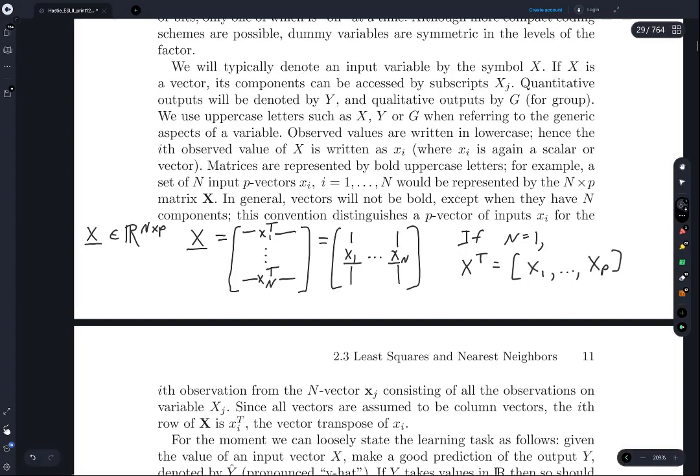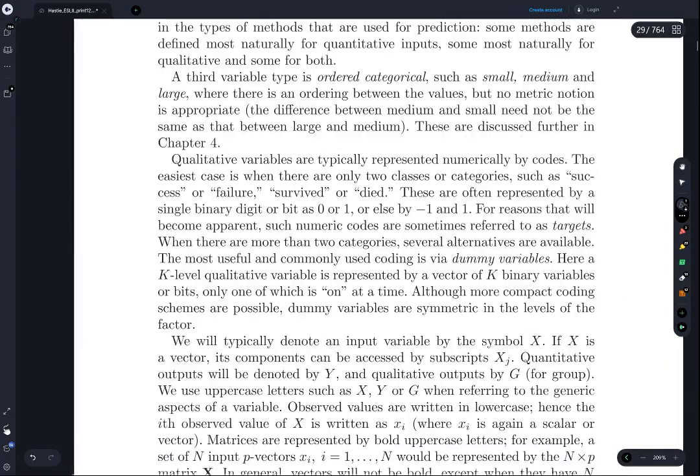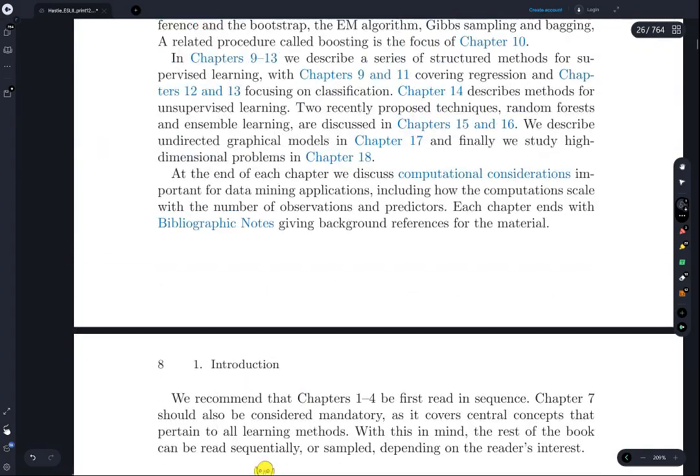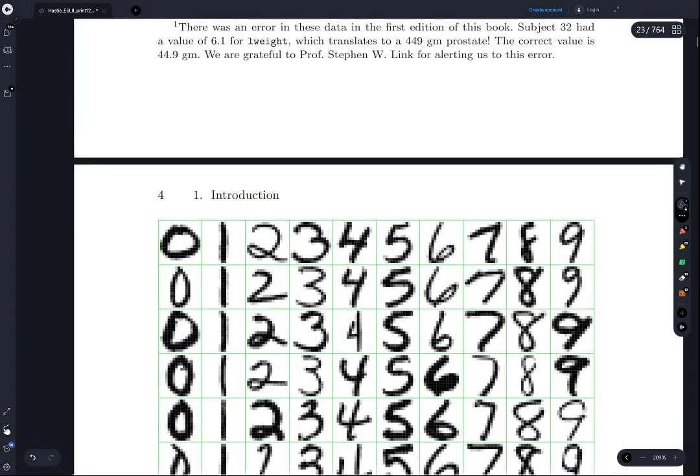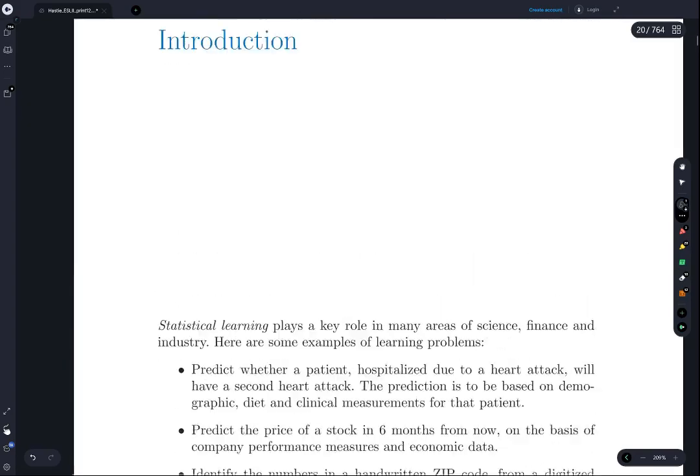So capital X bold is generally representing some sort of data table, some sort of table of data that you have. And each row represents an observation or a data point, and each column represents one of the features of the data set. So I want to see if I can come up with a quick example here. I might not be able to come up with an example very quickly.